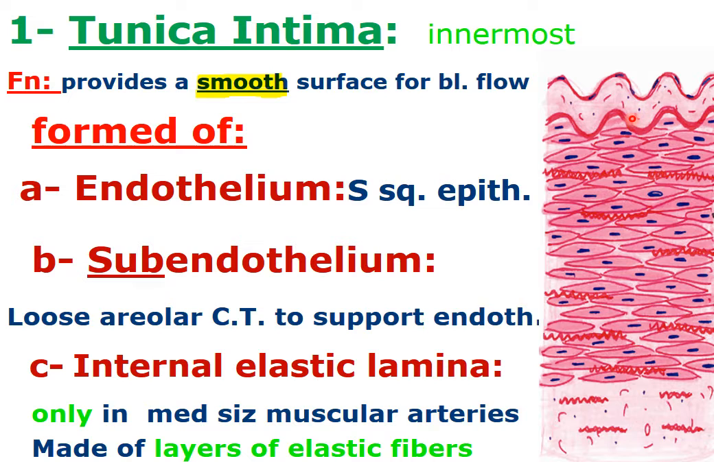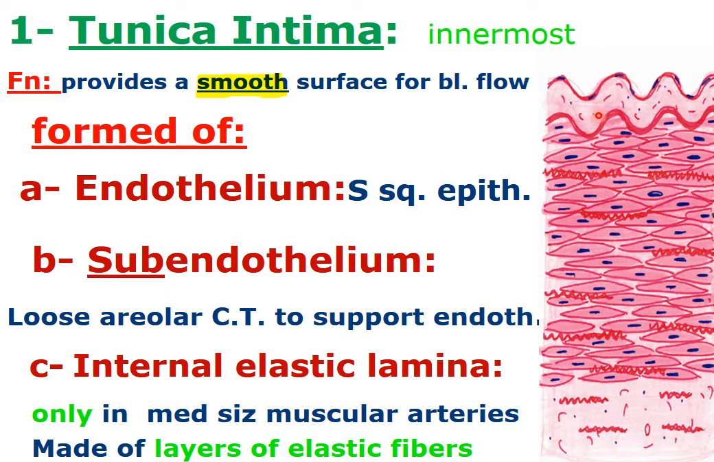This is the first layer, which is tunica intima. Tunica intima is the innermost layer. It is in direct contact with blood, so it has a smooth surface to prevent clotting and for easy passage of blood. It is formed of endothelium, and this is the layer that provides the smooth surface.